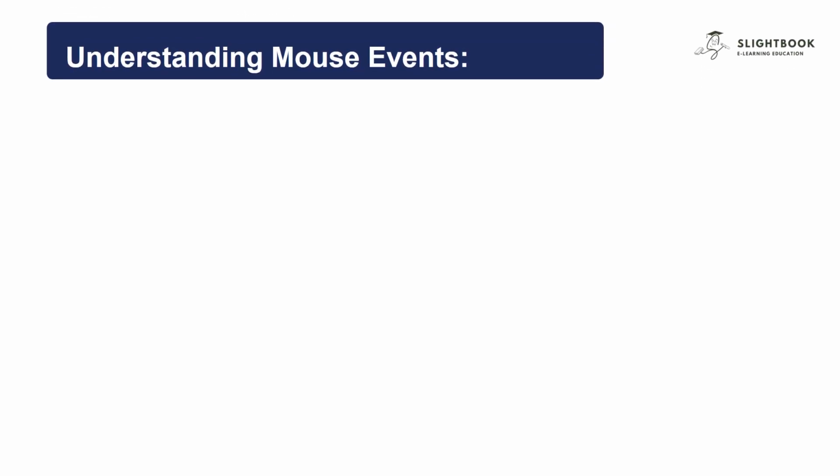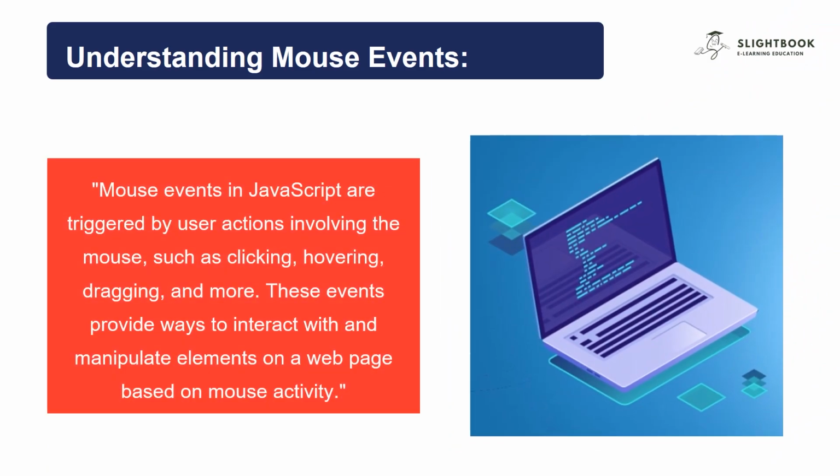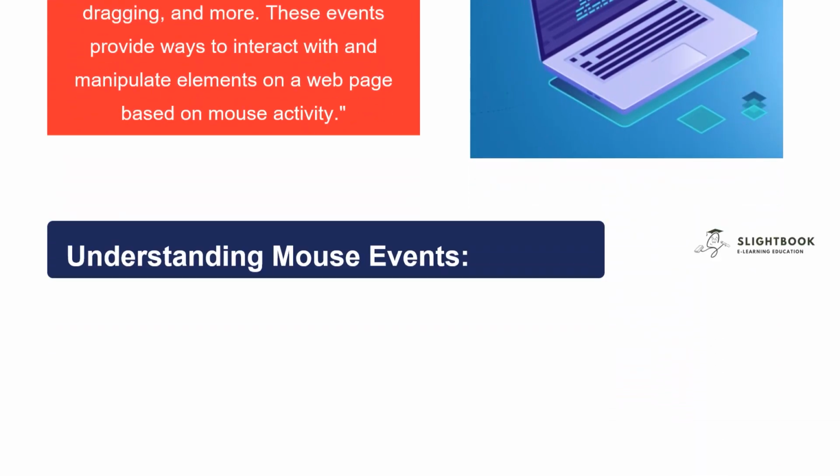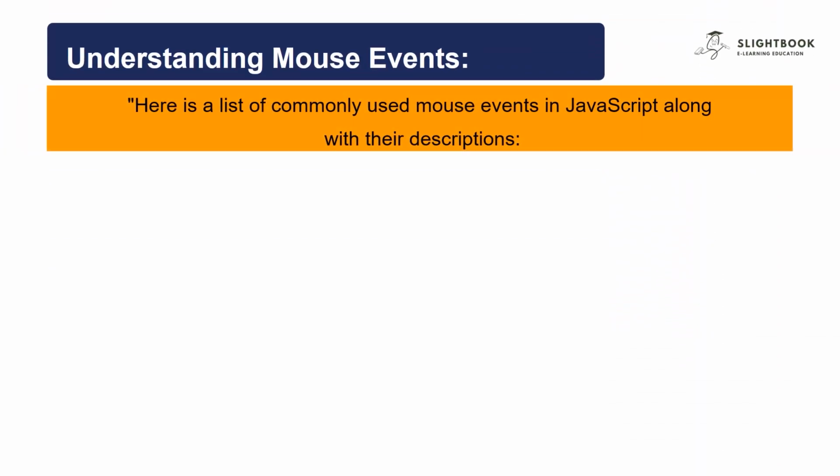Understanding mouse events. Mouse events in JavaScript are triggered by user actions involving the mouse, such as clicking, hovering, dragging, and more. These events provide ways to interact with and manipulate elements on a web page based on mouse activity. Here is a list of commonly used mouse events in JavaScript along with their descriptions.